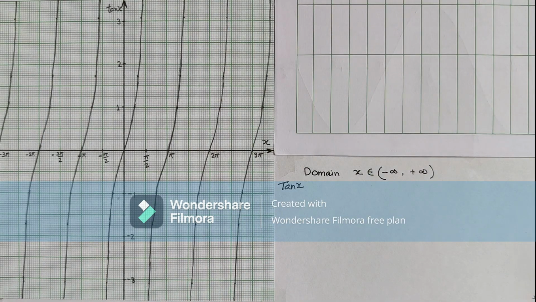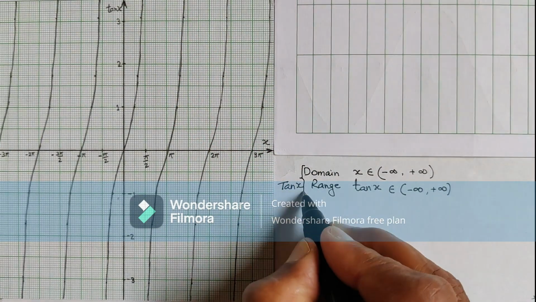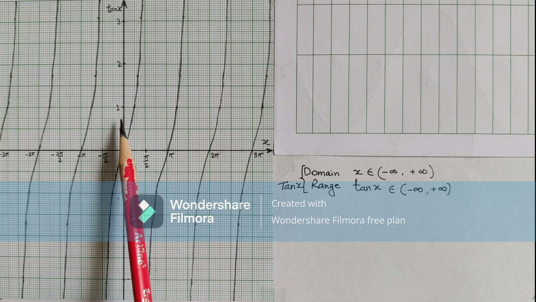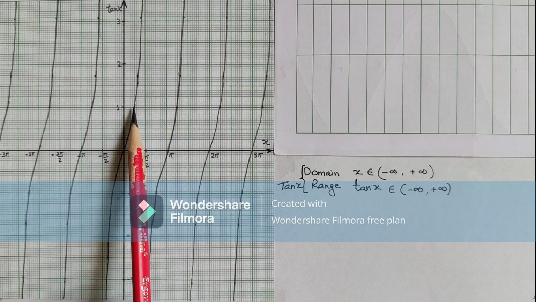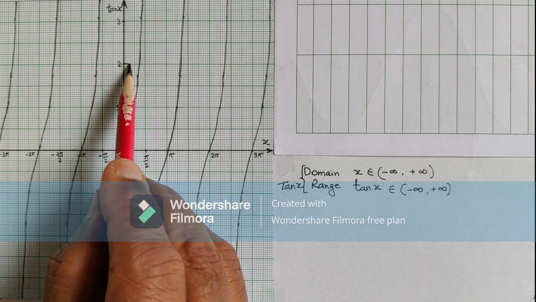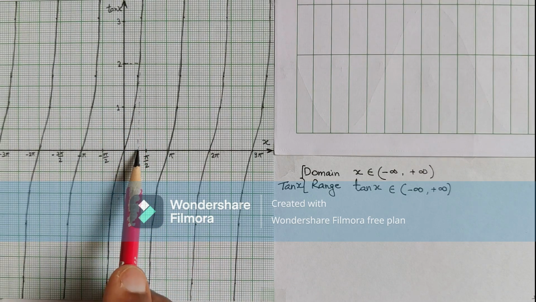The range of tan x, the value of tan x, is anything from minus infinity to plus infinity. Now if I have to take tan inverse of a given value y, I will locate the given value y anywhere on this vertical axis, draw a horizontal line till it hits the graph, draw a vertical line from there and find out the value of tan inverse for the given value. So in this example, somewhere here becomes tan inverse of 2.